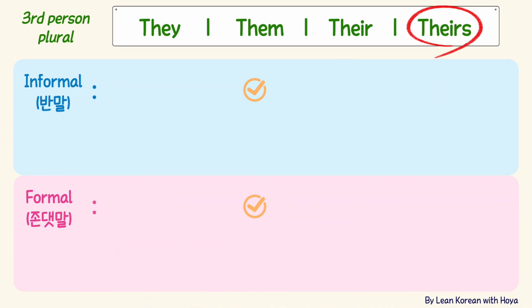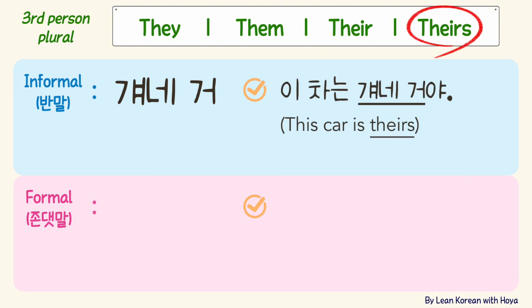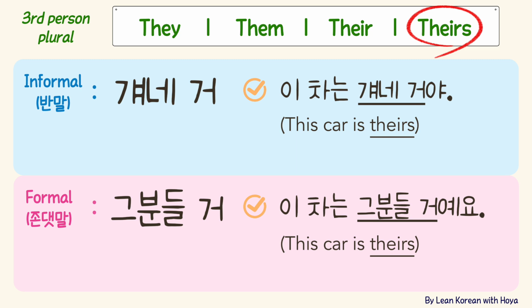The very last pronoun for today's video is theirs. The informal version is 걔네 거. This car is theirs. 이 차는 걔네 거야. The formal version is 그분들 거. 이 차는 그분들 거예요.